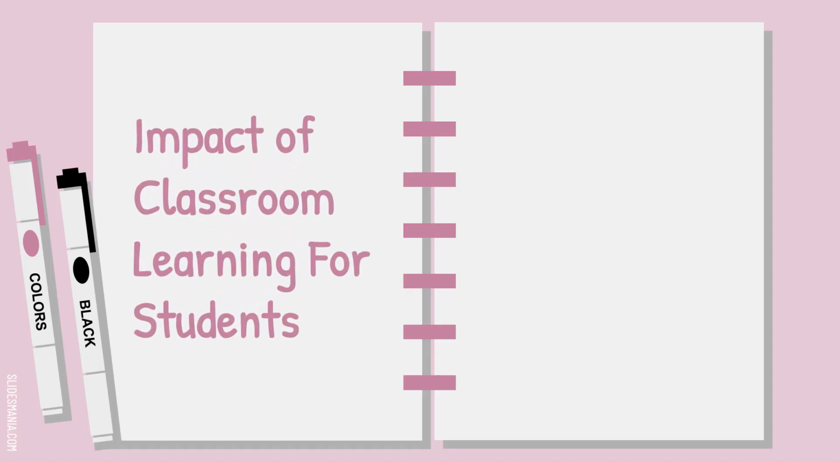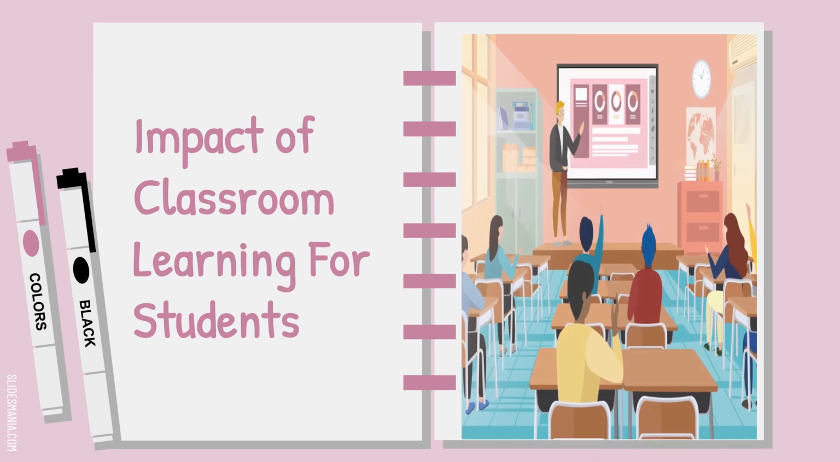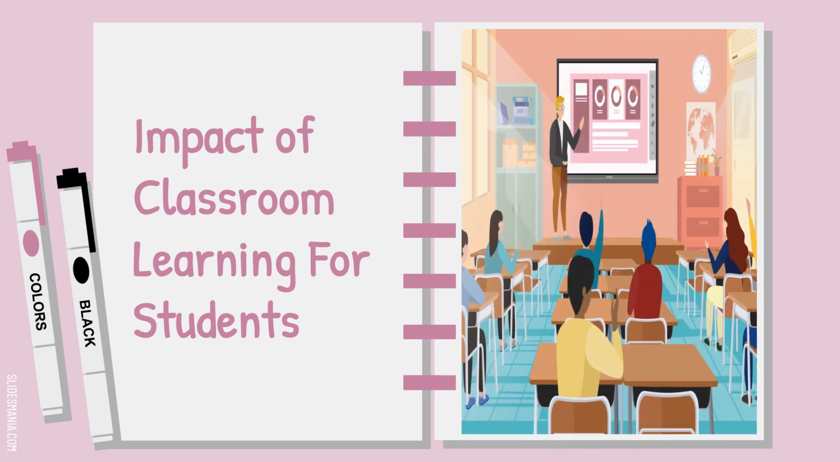Next, we will move to slide 5. We can see in the picture that there is a teacher teaching all the students. A whiteboard, a table, a room, some students raising their hands, etc. That was a traditional teaching method. Now, let me tell you the positive impacts of classroom learning.